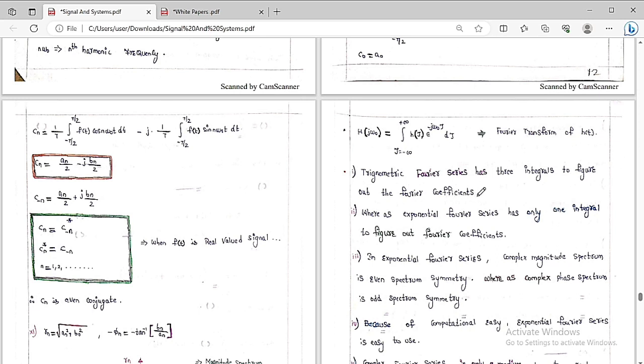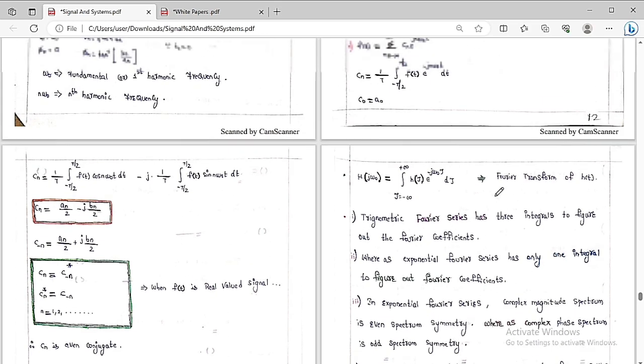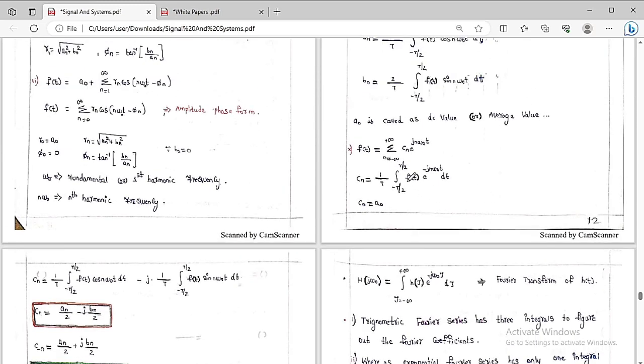Whereas the exponential Fourier series has only one integral in order to figure out the Fourier series coefficients. So you can see, in the exponential Fourier series, if you want the Fourier series coefficient, you need to do only one integral.